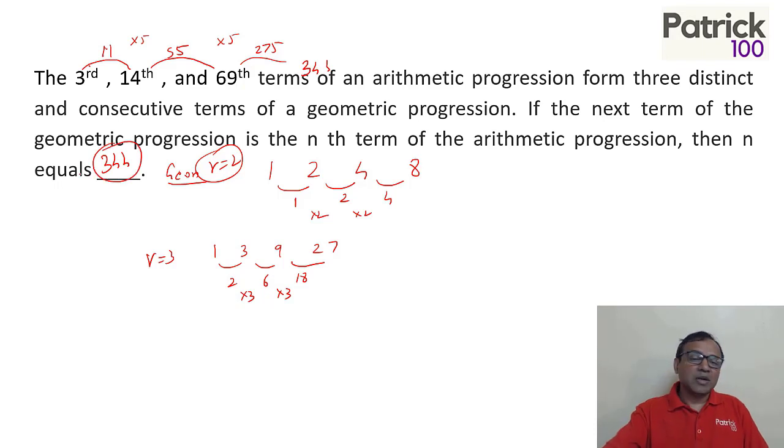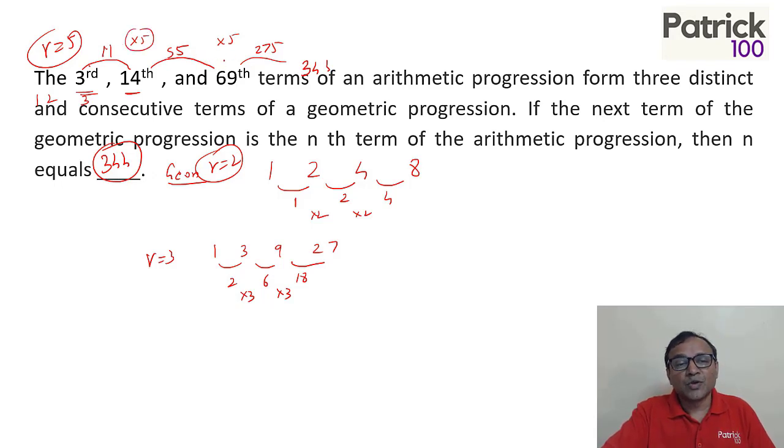If you notice, it becomes easy to solve. As I said, from this you can directly make out that the ratio R is 5. From the third term to the 14th term the difference is 11, and from the 14th to the 69th the difference is 55, so it increases by 5 times. So the next difference will also increase by 5 times because it's a GP. So add 275, and the next term will be 344. From that you get the answer.